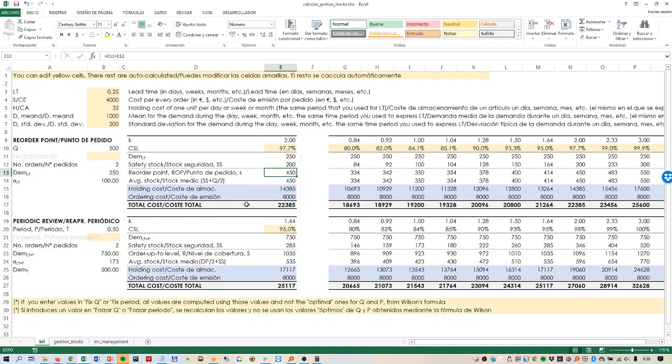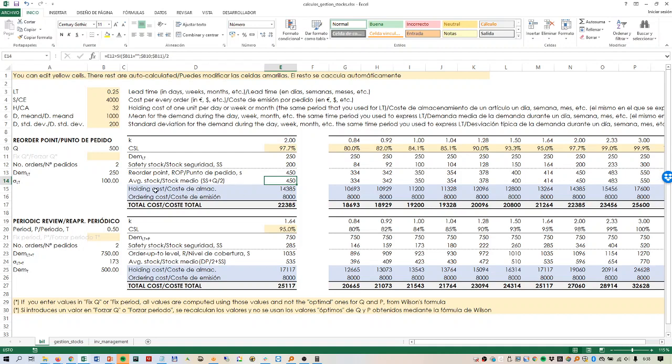So in this case, this is my reorder point. As a result of that, the average stock I'll have is the safety stock plus half the lot size, which is this, 450, sorry.